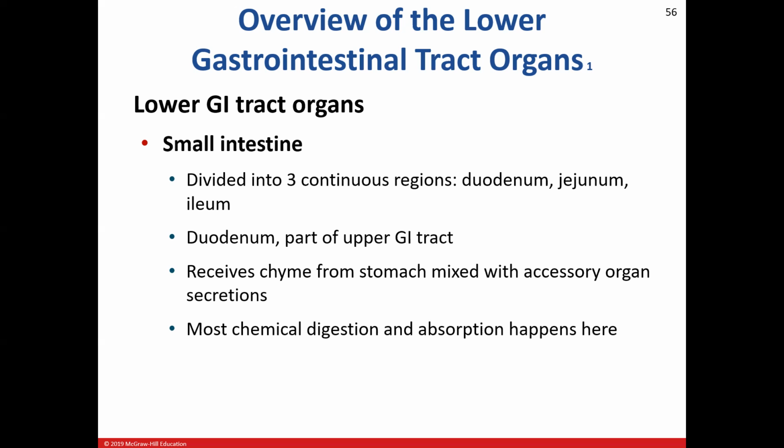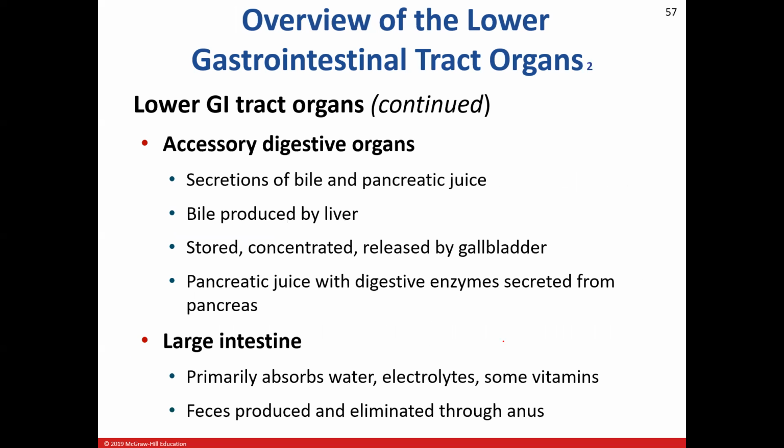But the overall portion of the lower GI tract, the small intestine, is where the majority of the chemical digestion is going to occur. In addition to that, as we've broken down whatever we've eaten and whatever we've drunk, we're going to absorb most of those contents into our bloodstream and into our lymphatic system. So the small intestine plays a large role in chemical digestion, and it also plays a large role in absorption. So chemical digestion and absorption are a large portion there.